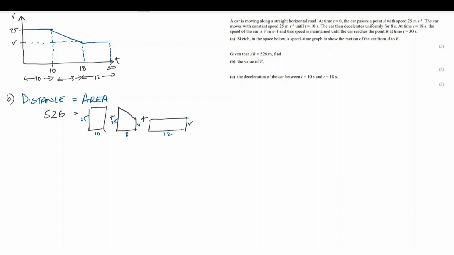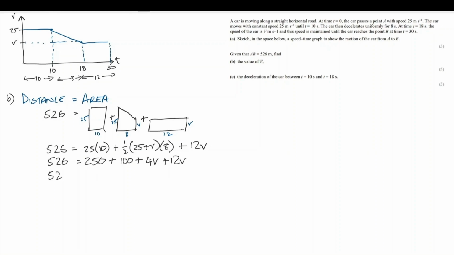We're going to form an equation. 526 equals 25 times 10 plus the area of the trapezium plus the area of the final rectangle. Simplifying each of these, this is the expression that we get. And rearranging, we get V equals 11. So the velocity that we reduced down to was 11 meters per second.